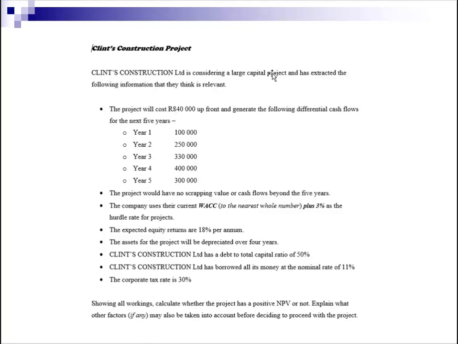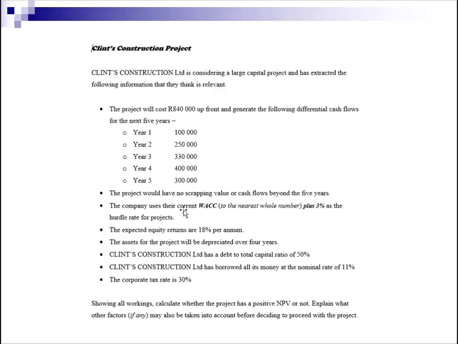He's considering a large capital project, and he wants to know, should he be proceeding with this capital investment, and how do we help him make the decision? So he has determined that the project will cost 840,000 Rand up front, and it will generate the following cash flows for the next 5 years, and here the cash flows have been listed. They tell us that the project would have no scrapping value or cash flow beyond the 5 years, so you can assume that this 300,000 in the last year is the last of the cash flows that will come from this business.